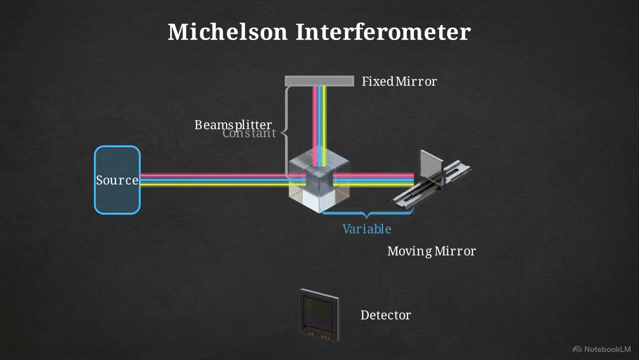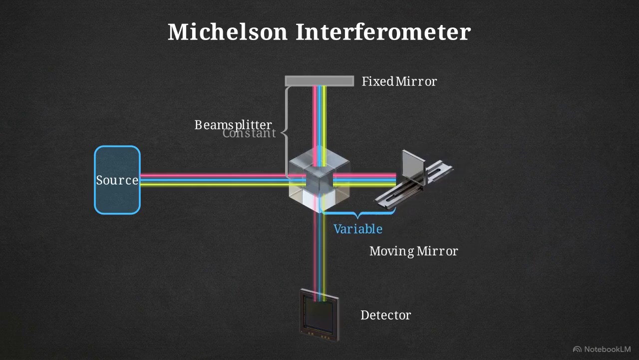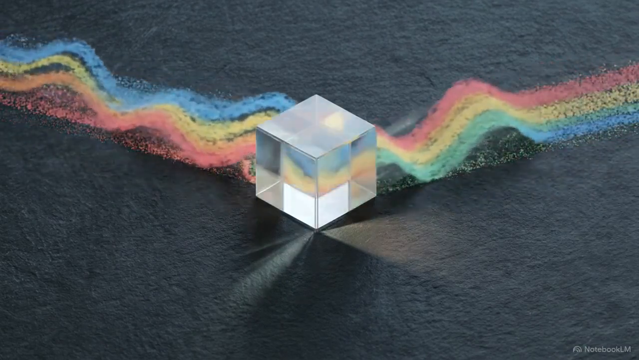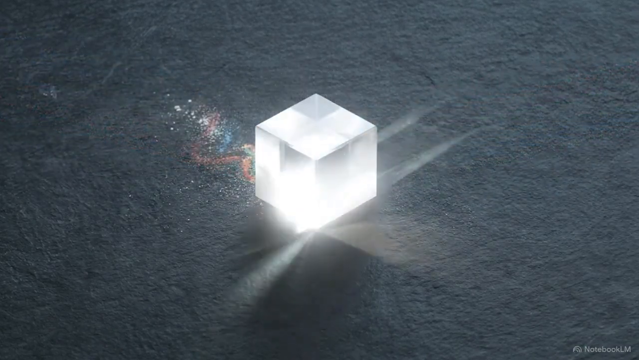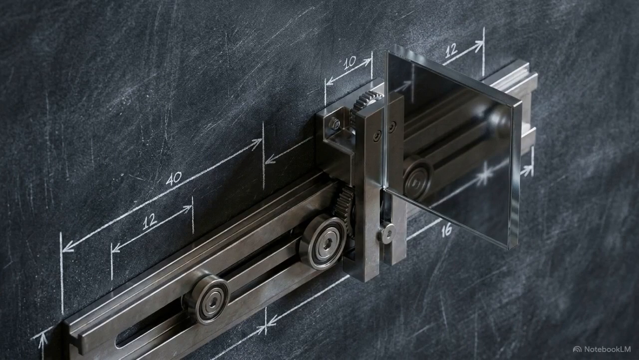The second path directs light to a moving mirror. By shifting position, this mirror alters the total distance its beam must travel. When these two separate beams reflect back and recombine at the central beam splitter, one wave has traveled slightly further than the other. The moving mirror exists to force a measurable phase shift between identical beams of light.